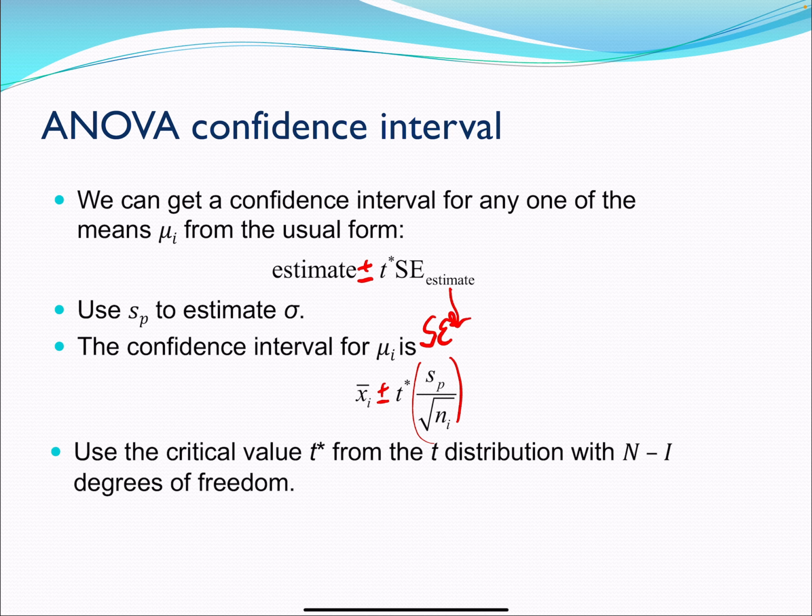And what we do is we're going to always choose our t value to be the bigger of the two, which would be the N minus I degrees of freedom.